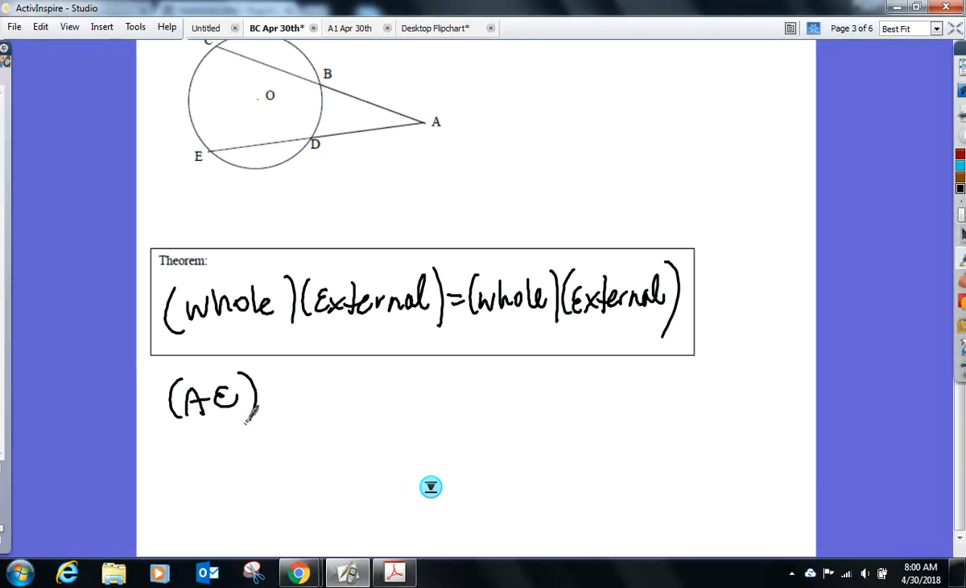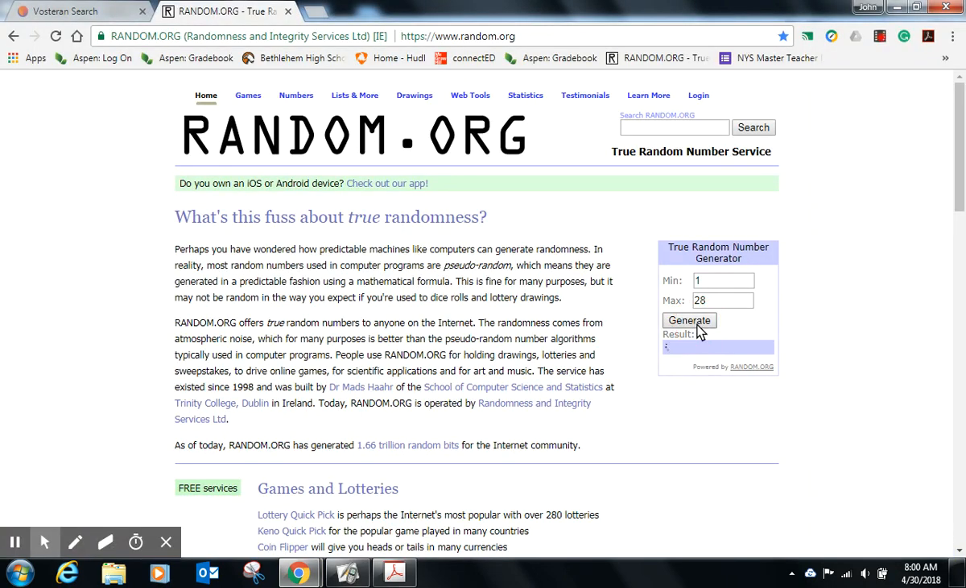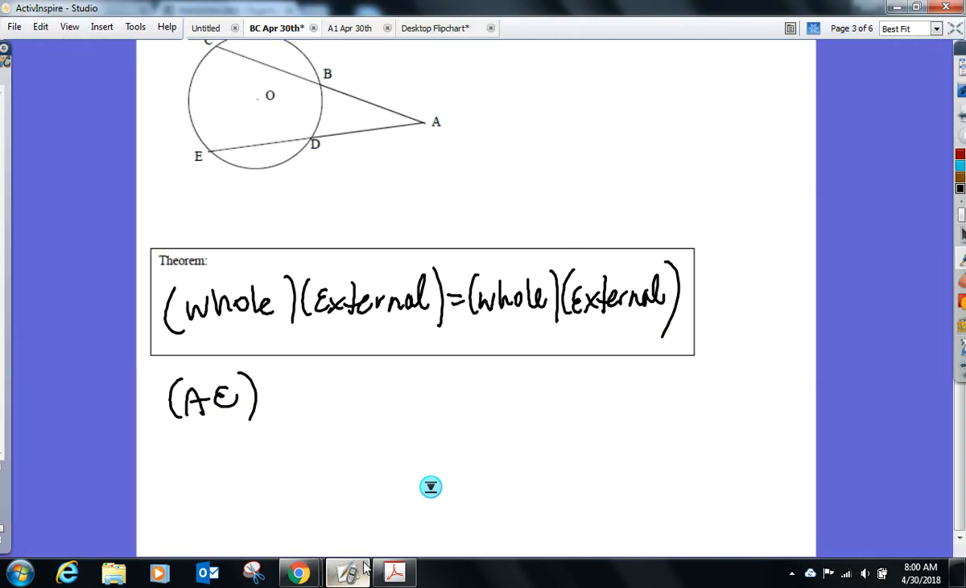Now, what do you think the external word means? The part on the outside. So take secant AE. What's the part on the outside? Name the part on the outside for secant AE. DA. So AE times DA. Everyone see where that came from. Whole secant times its external part.